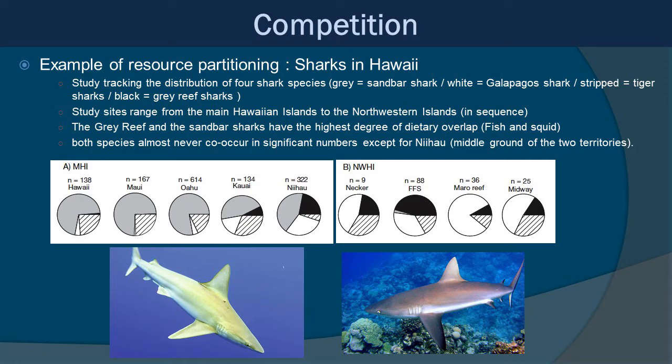Now let's look at a real-world example off the coast of Hawaii. This is a study tracking the distribution of four shark species: the sandbar shark, the Galapagos shark, the tiger shark, and the gray reef shark. This study ranges from the main Hawaiian Islands, and you can see this in the spectrum of pie charts in the middle of the slide here. On the left side, you'll see the main islands: Hawaii, Maui, Oahu, and Kauai. And then it continues on to the northwestern islands, which you may or may not be as familiar with. If you notice the way the pie charts are shaded, the gray area is going to be the sandbar sharks, and the black areas of the pie charts are going to be the gray reef sharks.